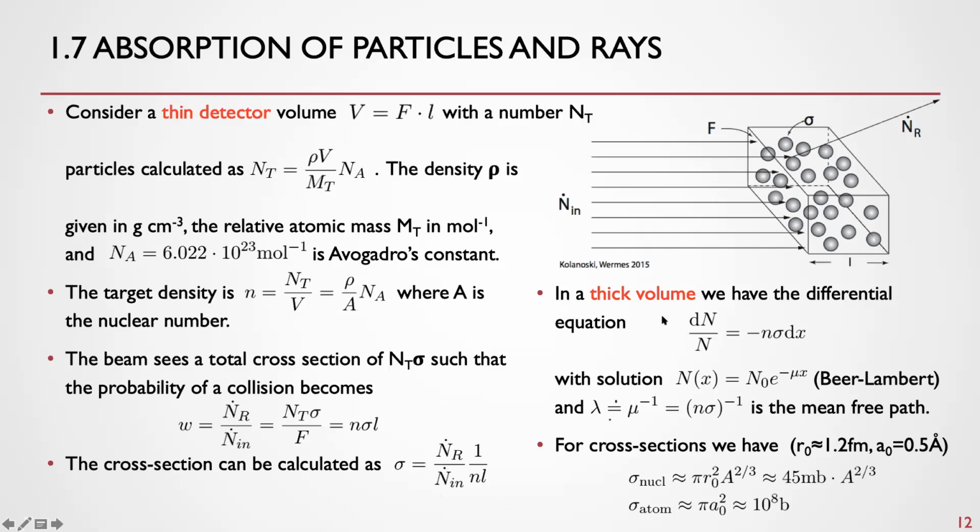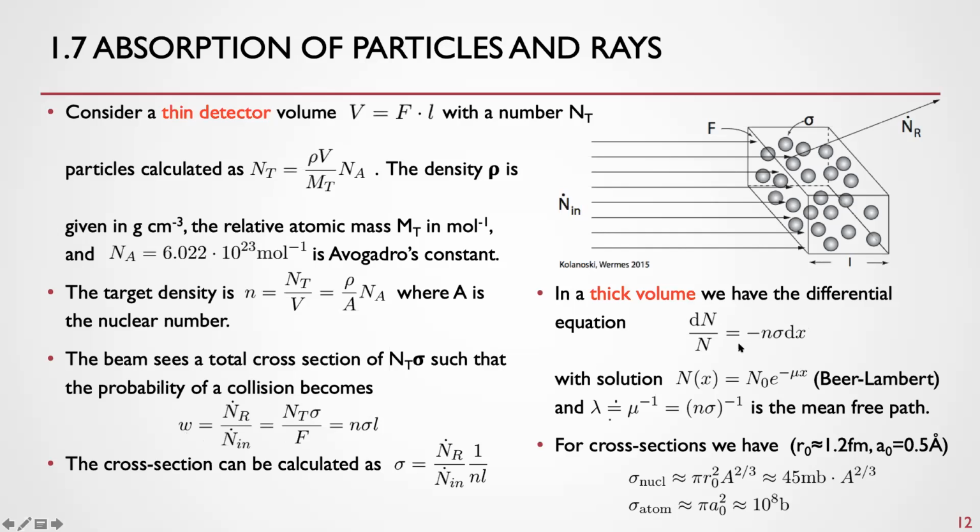Now, for a thick volume, where we have many such layers behind each other, there is a simple differential equation, namely the relative change in the total number of particles that go in is of course minus n times sigma times dx, which is just a different way to express the probability of a scattering event to happen.